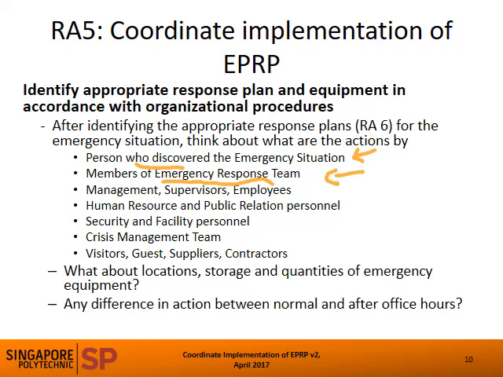You must also think about management, supervisor, employee: what are they supposed to do? Human resource, public relations personnel: what are the roles and responsibilities that they need to play? For example, contact tracing might be done by HR. Dealing with the press, maybe the PR personnel. Security and facility personnel: what are they supposed to do? For security personnel, normally it is good for them to man the main gate so as to guide the emergency response vehicle into the actual scene, and they can also do crowd control at the assembly area, to ensure that the access for the emergency vehicle is not blocked, etc.